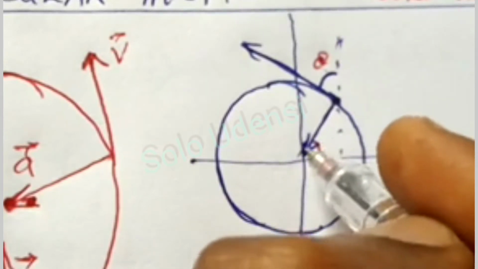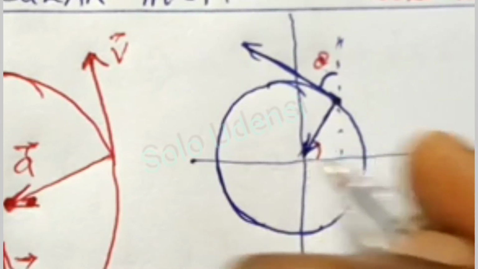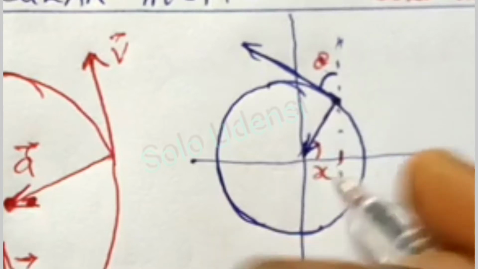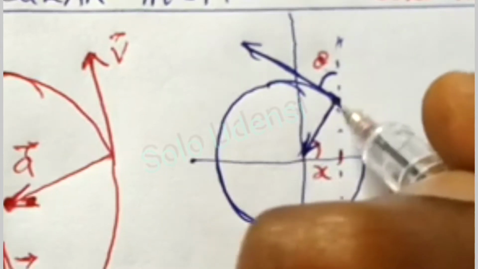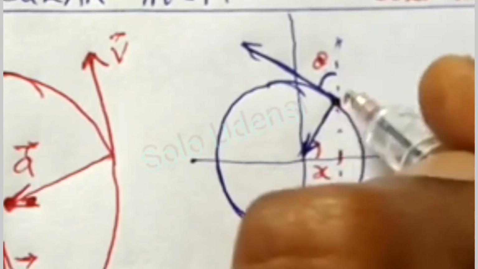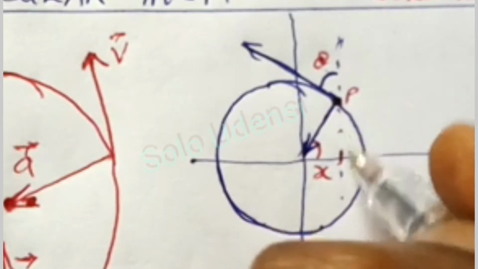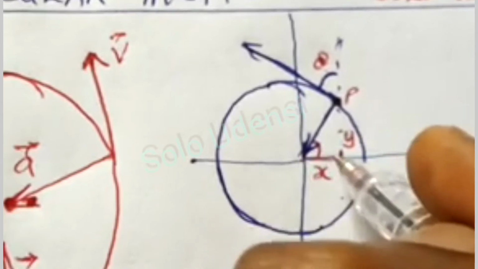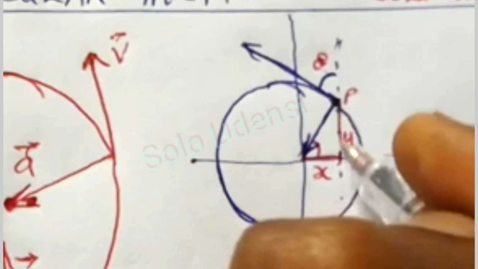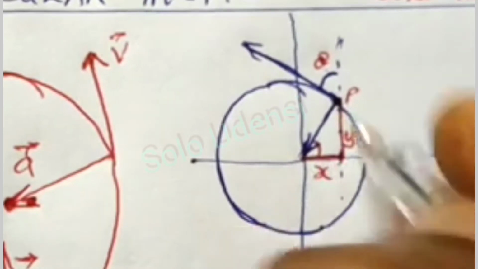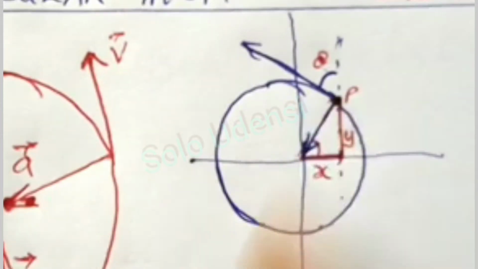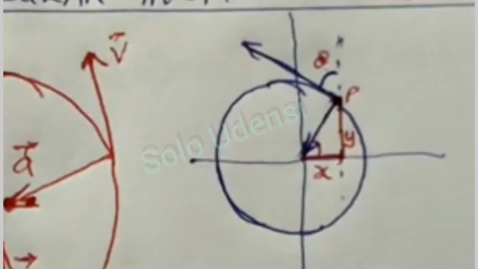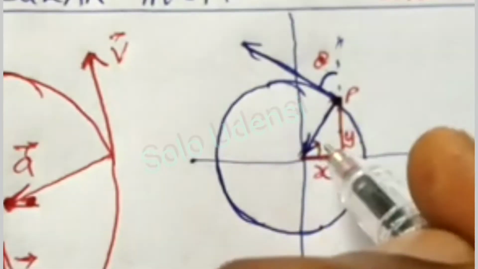We know the rule in triangles. So let's assume that here is x on the x-axis, and from here where the particle is to here is y. So we have a triangle that looks like this, x, y. Then the particle is at this point P. Like I told you, here is theta.